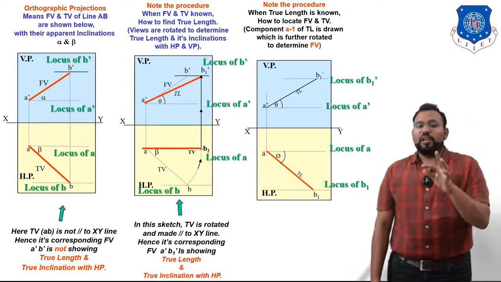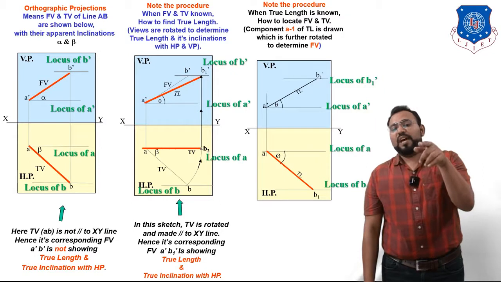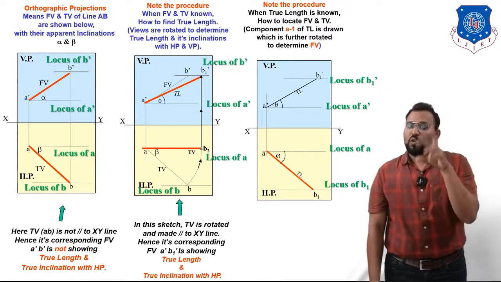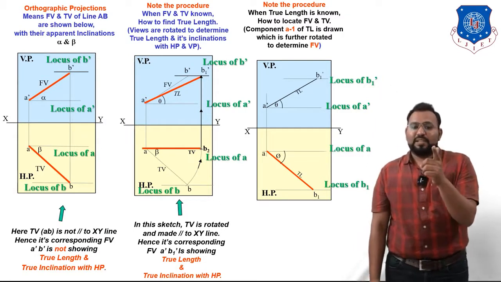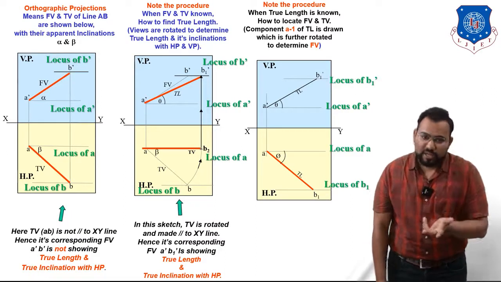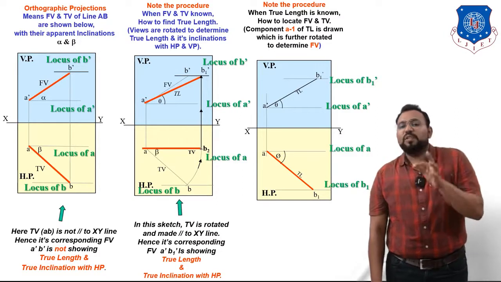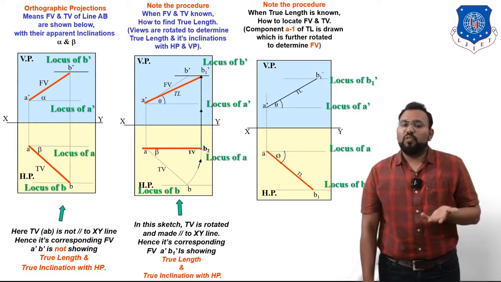Now we have a true length. You can see that in front view we have the true length A dash B1 dash, and in top view we have the true length AB1. And always remember, true length is always the same. That means the distance of A dash B1 dash and the distance of AB1 are both the same, because both are showing a true length. So now we have a true length, and by using this we have to find the front view and top view. So how to do this?